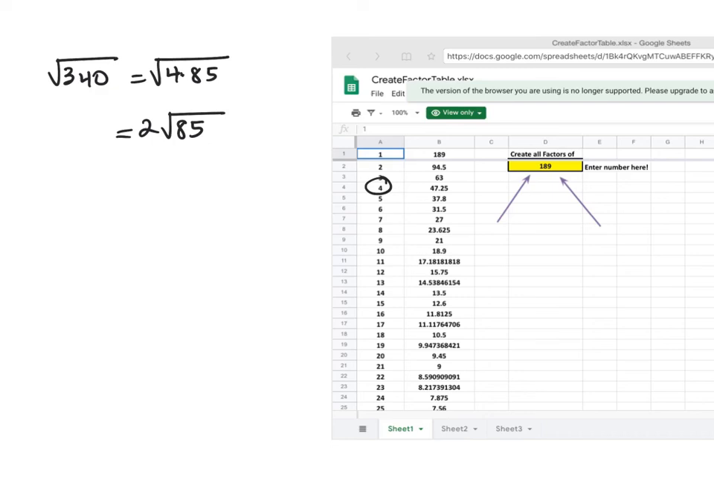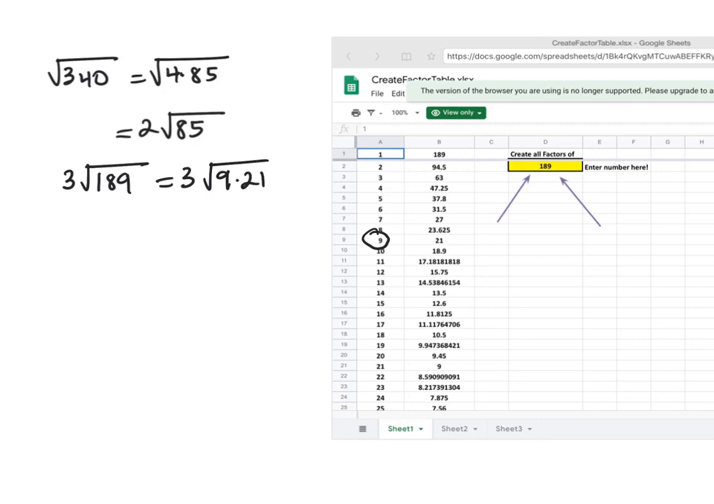One last example. 189. If I had 3 radical 189 that I was trying to simplify, I'm looking for whole number factors. And looking down the list, I see the largest perfect square in 189 is 9. So I'll rewrite that as 9 times 21.